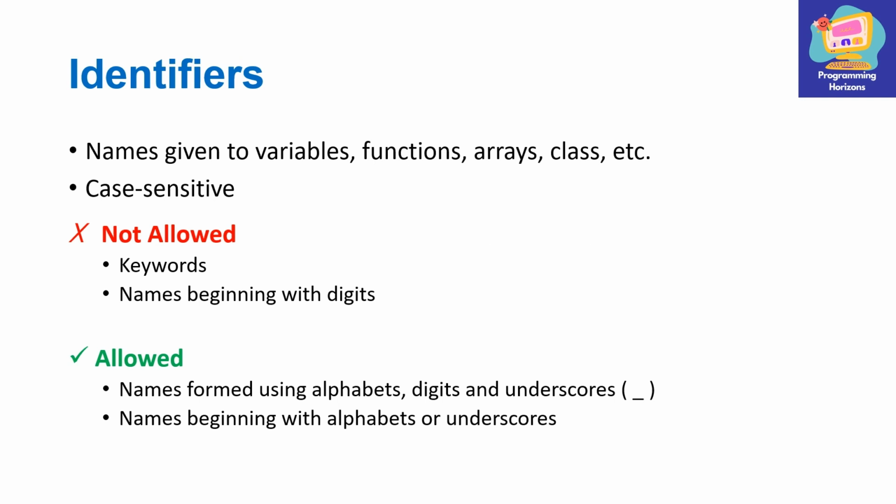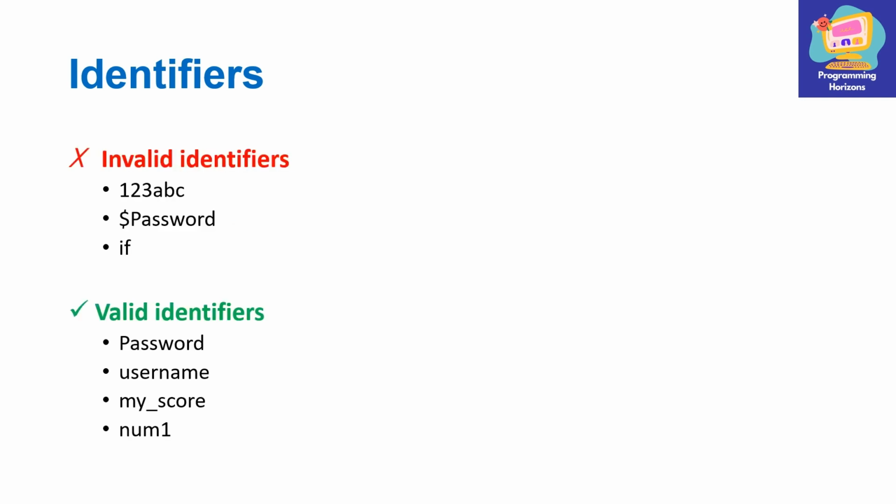Another type of tokens are identifiers, which are the names given to different programming entities, such as functions, variables, arrays, classes, etc. Identifiers are used for the purpose of unique identification, just like your names or roll numbers. While naming an identifier, we are not allowed to use any keyword or any names beginning with digits. On the other hand, we can use identifiers made up of alphabets, underscores, and digits, and only the names which start with an alphabet or an underscore are considered valid. So here are some examples of invalid and valid identifiers. Can you guess the reason for these?